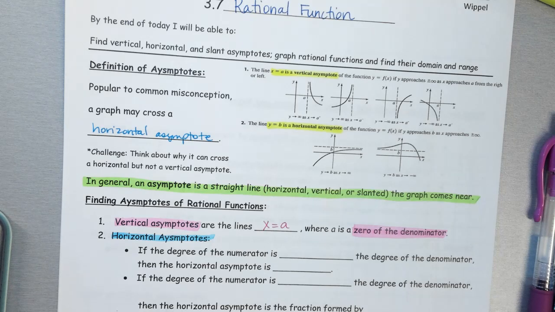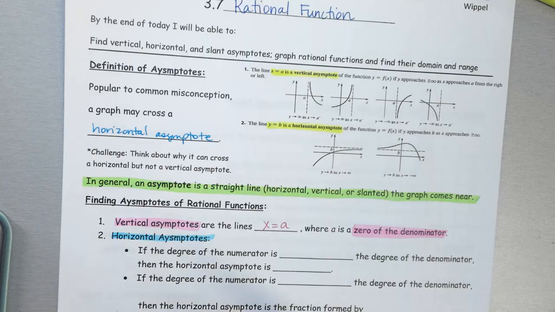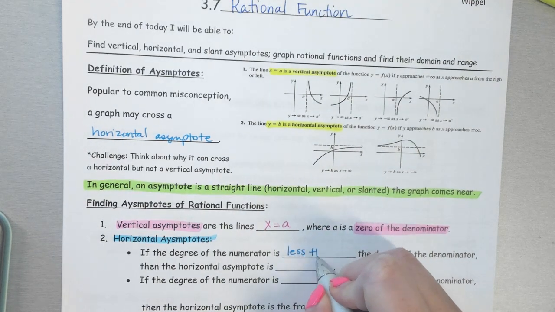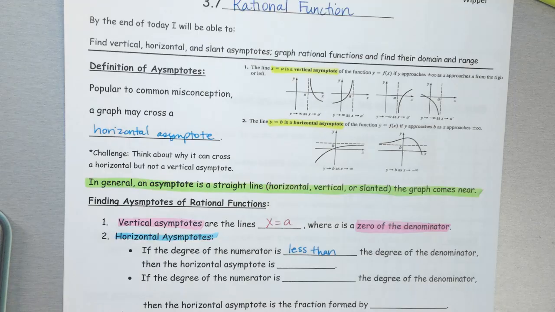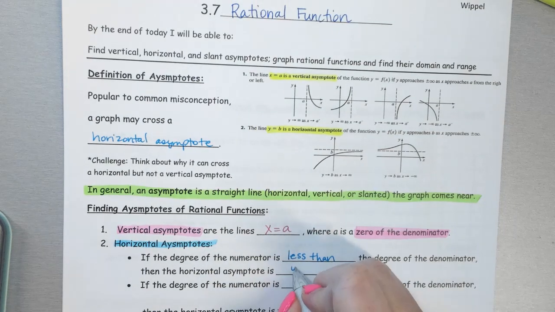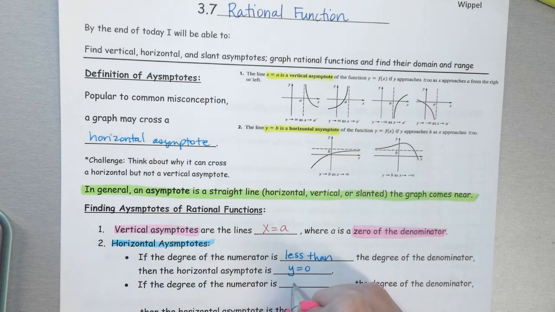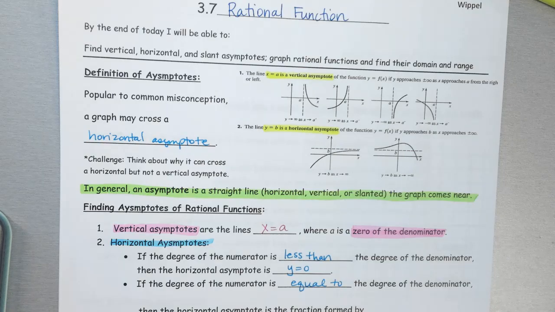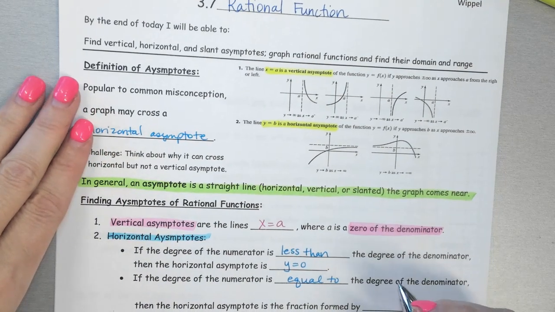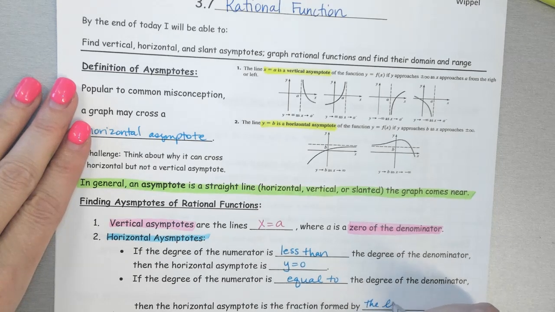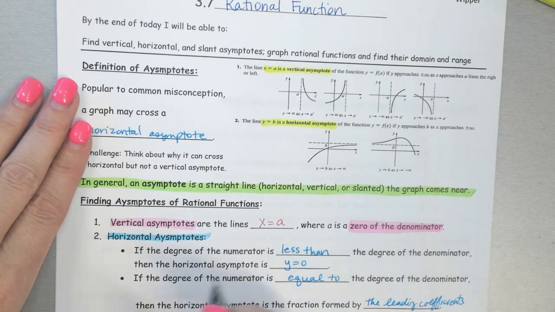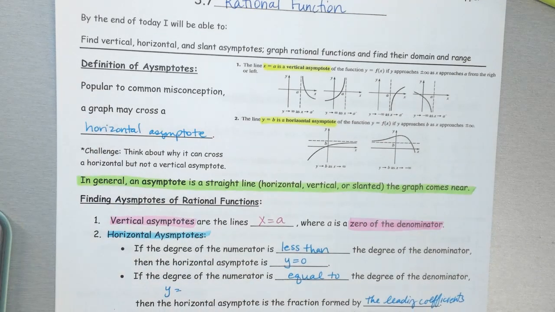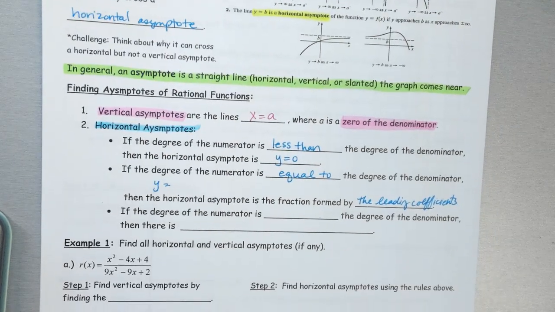Okay, so the first rule is if the degree of the numerator is less than the degree of the denominator, then the horizontal asymptote is y equals 0. If the degree of the numerator is equal to the degree of the denominator, then the horizontal asymptote is the fraction formed by the leading coefficients. Okay, and we're going to write that out together.